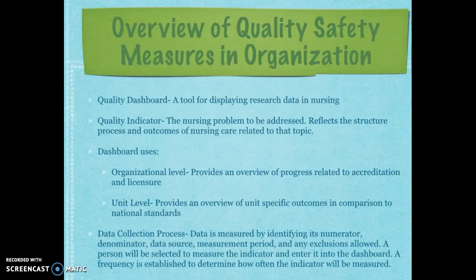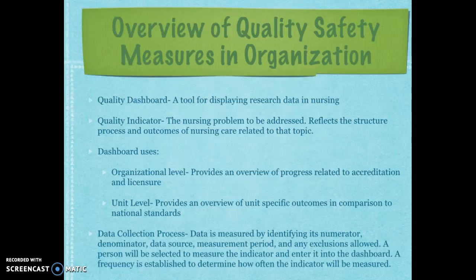Hi, this is Jenna Lombardo, and today I'm going to be talking about quality safety measures in organization for CAUTI prevention. First, I'll talk about what a quality dashboard is, and that's a tool for displaying research data in nursing. A quality indicator is the problem to be addressed, which in our case is CAUTI. This reflects the structure and process and outcomes of nursing care related to that topic.